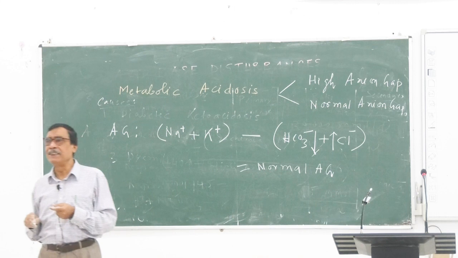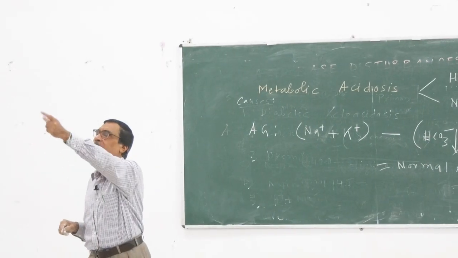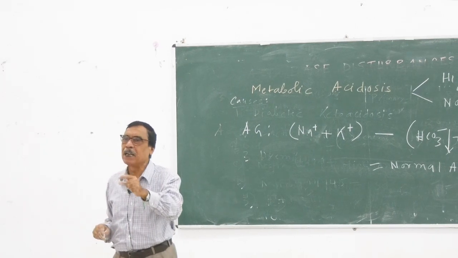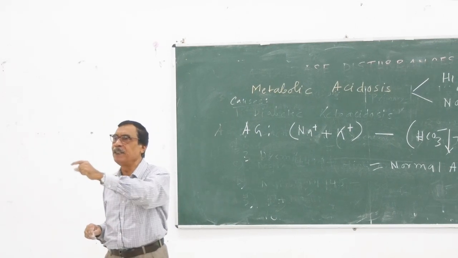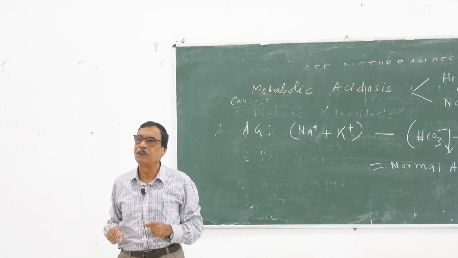Normal anion gap means the decrease in the bicarbonate is associated with a corresponding increase of chloride. Decrease in bicarbonate associated with a corresponding increase in chloride ion gives rise to normal anion gap metabolic acidosis.